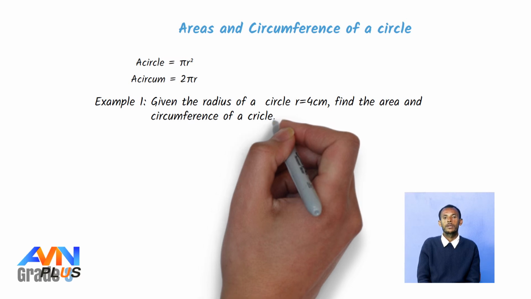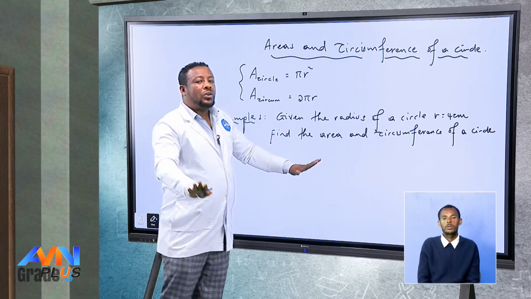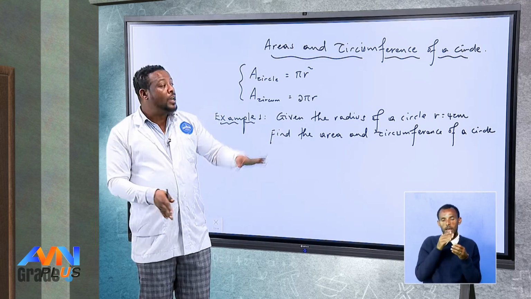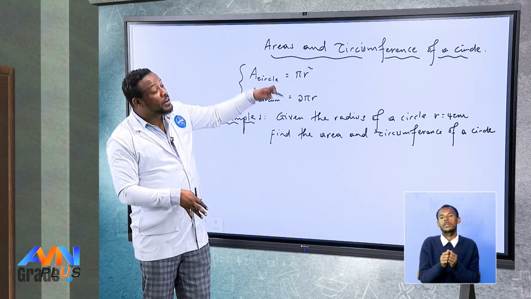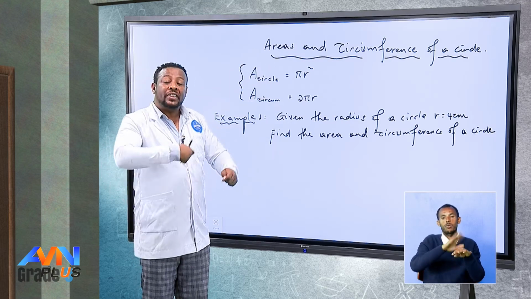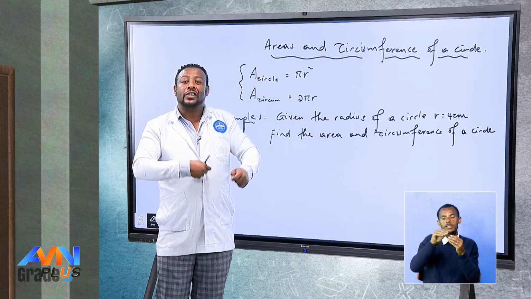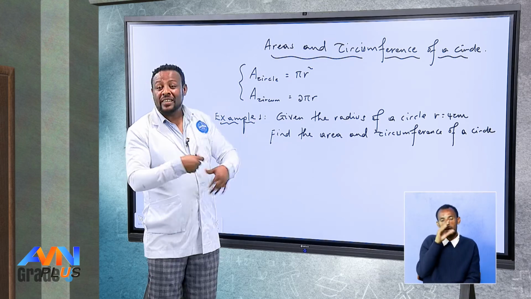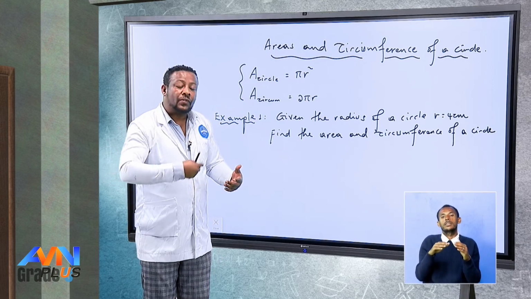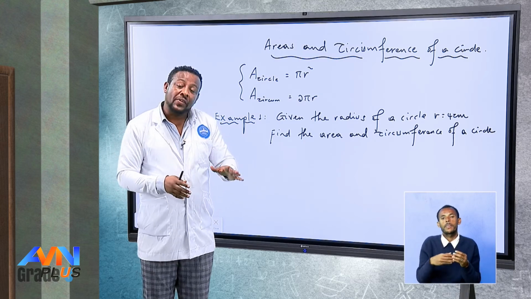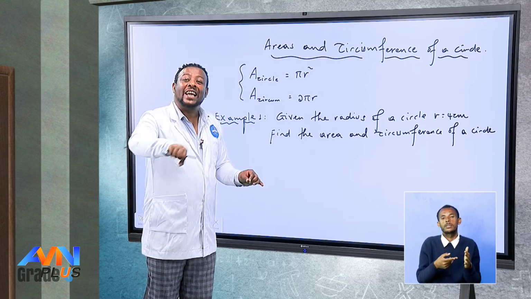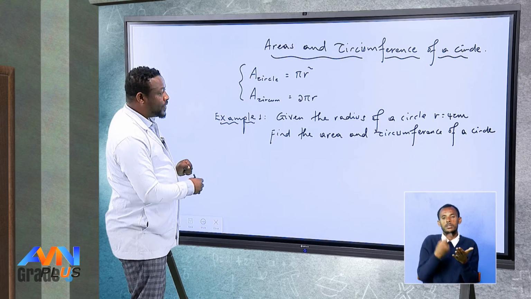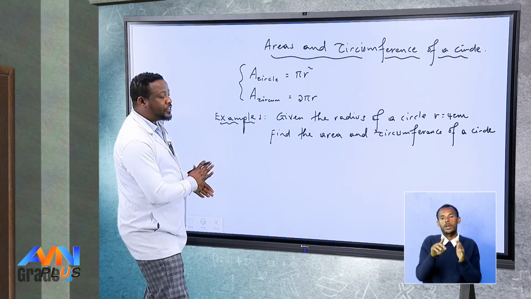Okay, so we only need one information to determine the area and the circumference. We already have the radius. Both the area and circumference are dependent on the radius. When the radius is increasing, the area of a circle will increase because they are directly proportional. And when the radius is increasing, clearly the circumference will also increase. Okay, the circumference refers to the length of the circle. Now, based on this, in the first example, we are asked to find the area and circumference.